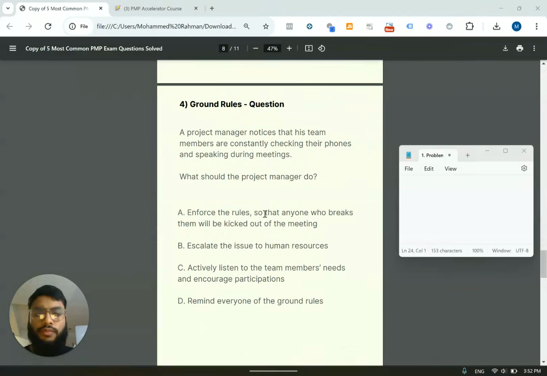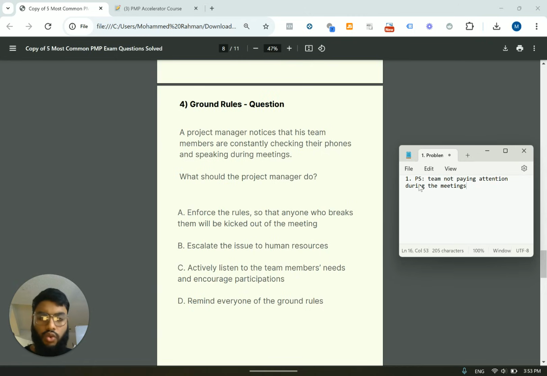Okay, ground rules. A PM notices that his team members are constantly checking their phones and speaking during meetings. What should the PM do? Very simple question, easy points. So the problem statement is: team not paying attention. Remember, you want to phrase the problem statement in a way that's complete, in a way that you understand, and you're able to process the question. What should the PM do?